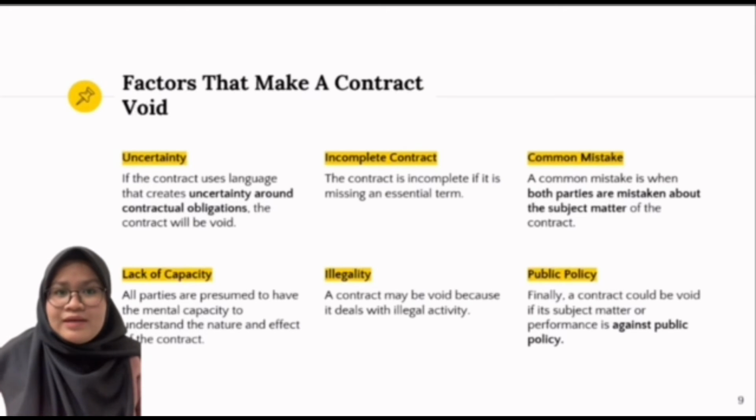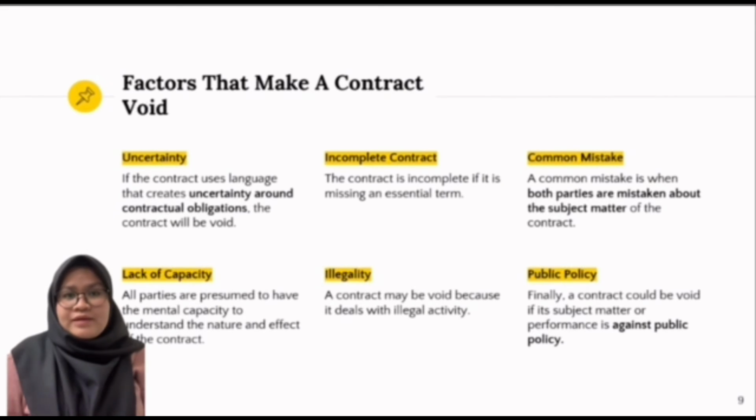The fourth factor is lack of capacity. All parties are presumed to have the mental capacity to understand the nature and effect of the contract. If they demonstrate a lack of capacity, such as a stroke, a mental disorder, or being under the age of 18 in Victoria, the contract could be made void.